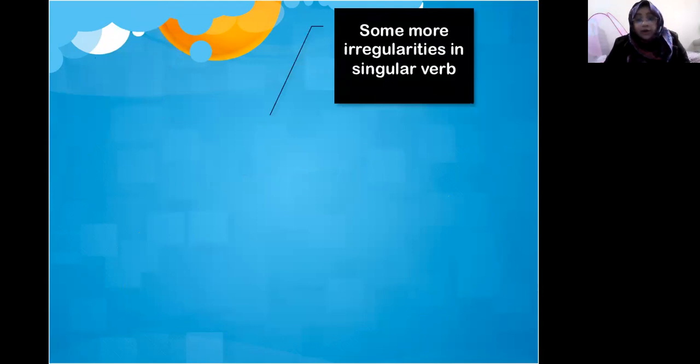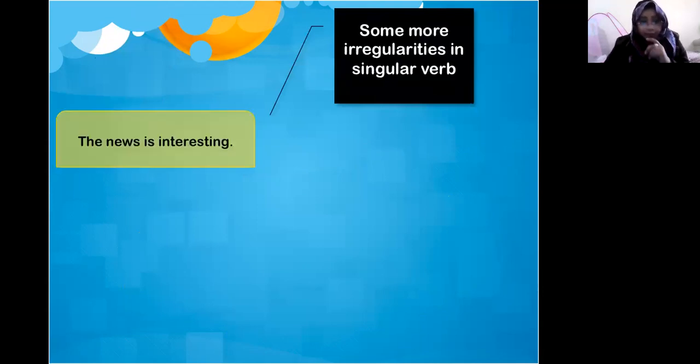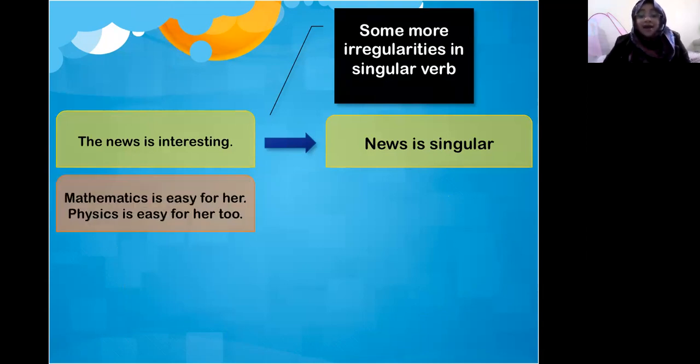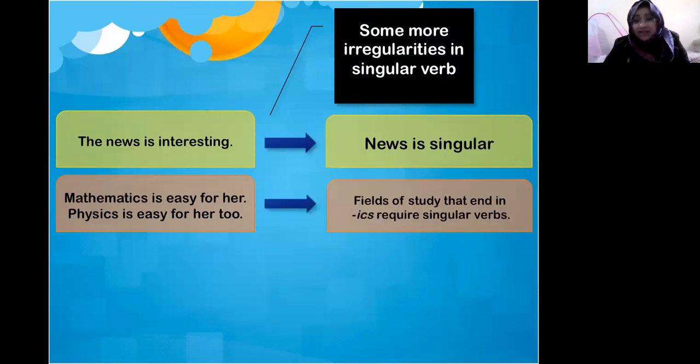All right. Now some more irregularities in singular verb. Like here, the news is interesting. News, although it sounds like it is plural, is not plural. It is always singular. Mathematics is easy for her. Physics is easy for her too. So again, the names of subjects, fields of study that end in s, require a singular verb. It sounds like plural, but it is not plural. It always requires a singular verb.